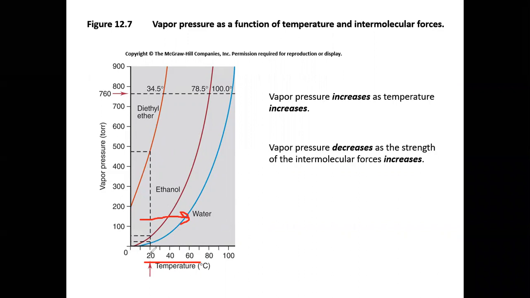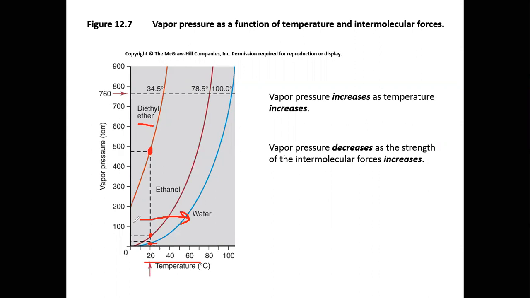And so at 20 degrees Celsius, which is synonymous with room temperature, you see diethyl ether has a very high vapor pressure, but ethanol and water have very low vapor pressures. And that's because diethyl ether, the attractive forces are very weak compared to ethanol and water, where the attractive forces are very strong. And so if you were to spill diethyl ether on the floor at 20 degrees Celsius, it would instantaneously vaporize into vapor.